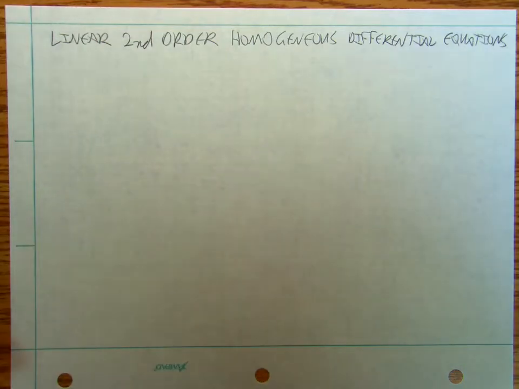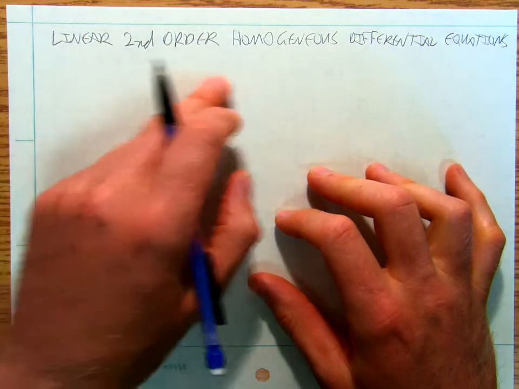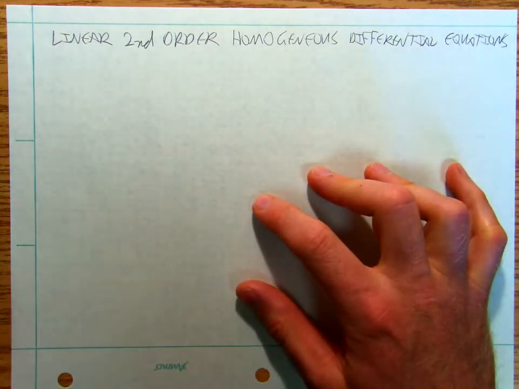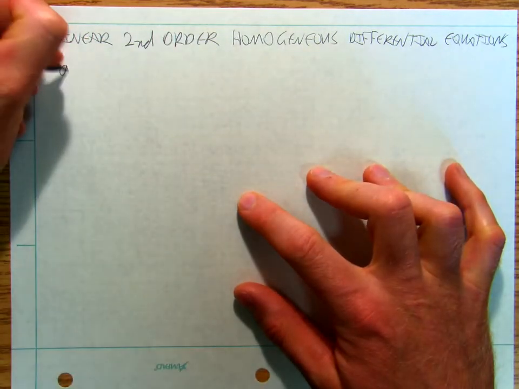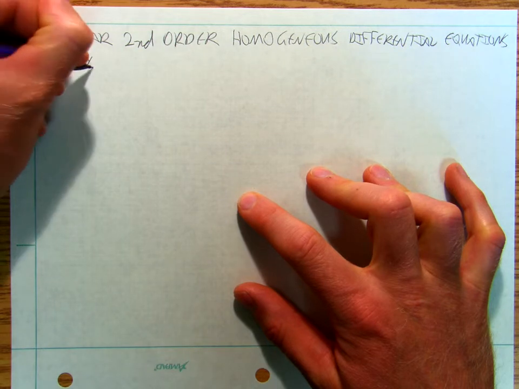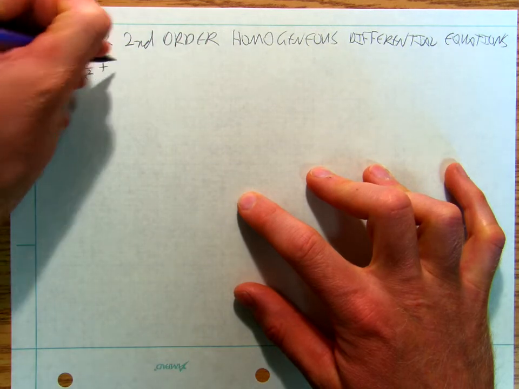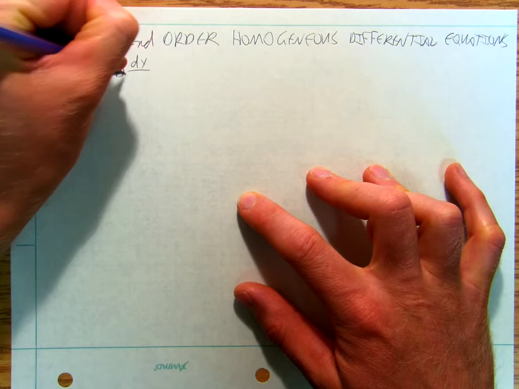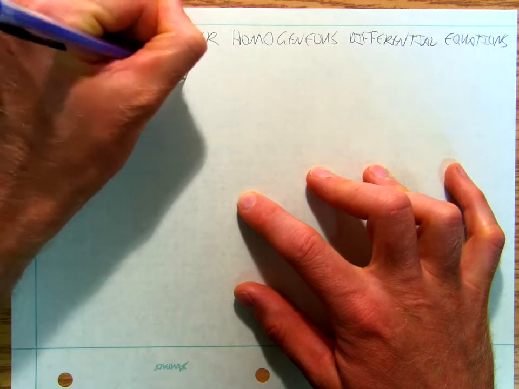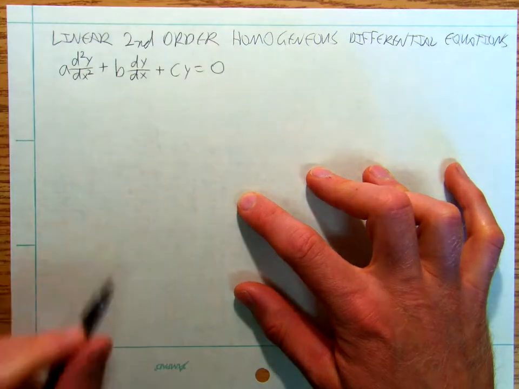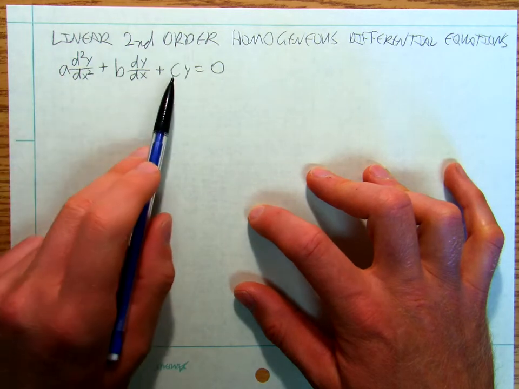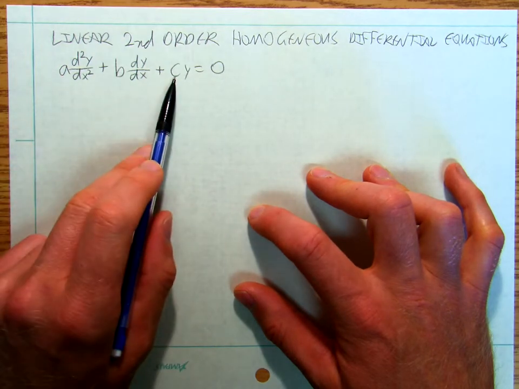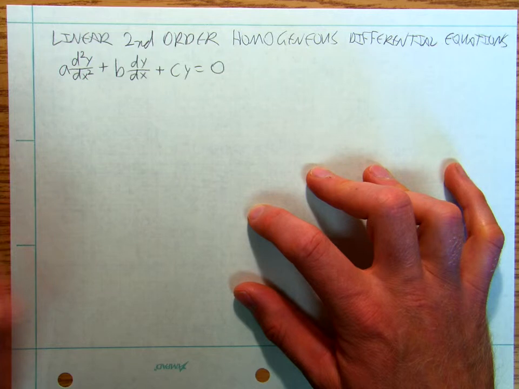Okay, so this is going to be sort of long and complicated. We're going to be looking at linear second order homogeneous differential equations, and they're going to take the form a y double prime plus b y prime plus c y equals 0, where A, B, and C are just constants. So this is just what I'm going to be doing in this video.